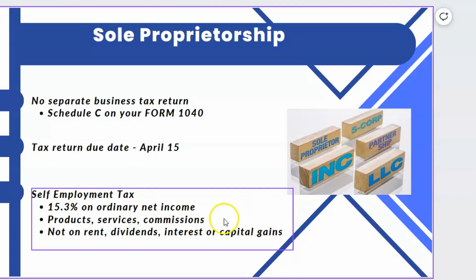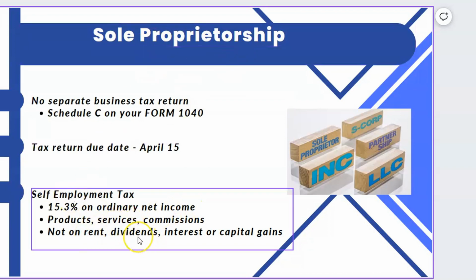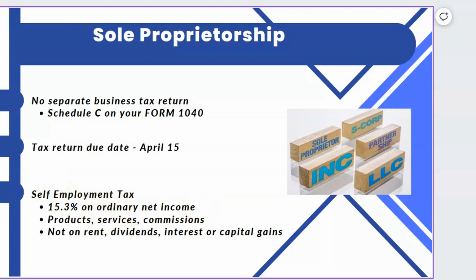Whatever that net income number is, you're going to have to add in another 15.3% tax on that, and you're going to have to pay tax on that on your personal return. So it's kind of a little downside of the sole proprietorship, but that's just a fact. Now, this is only on ordinary net income. So if your sole proprietorship has dividend income, interest income, capital gains, or rental income, there's no 15.3% on that income because that's not ordinary income.